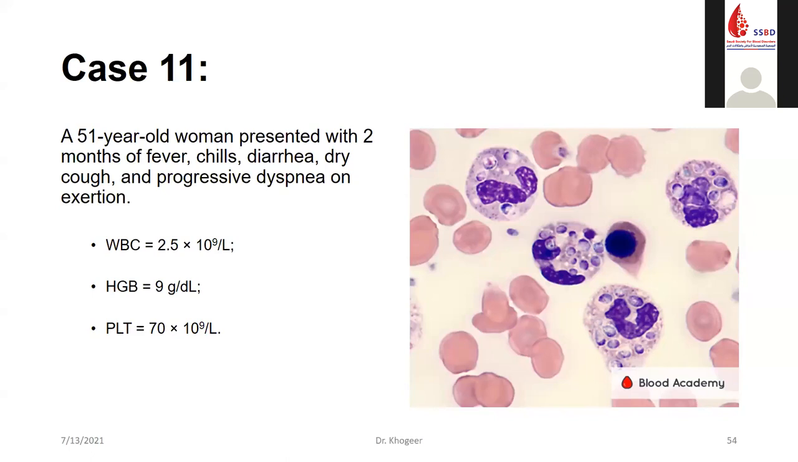And also one of the key features that I tell my colleagues: always look at the other cells to compare the normal cells with the one that you are examining. So if you have atypical lymphocytes, you can compare them with other normal lymphocytes in the same field or in the same peripheral blood smear.